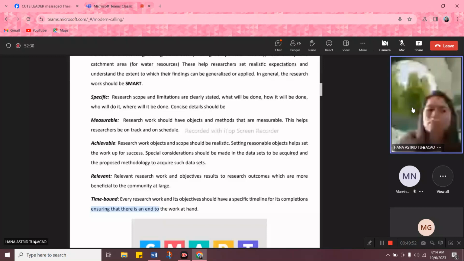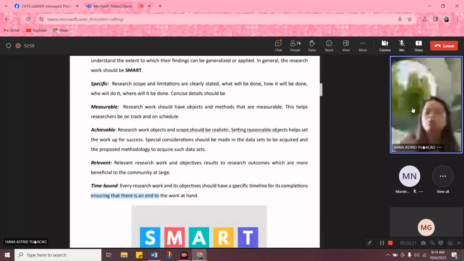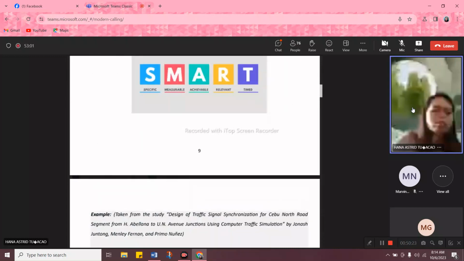Because sometimes, without the limitations, without the scope, we don't know where to stop. We keep adding more, we're never satisfied. So it should be time bound so we know there are deadlines, there are dead ends. And for you, your deadline is your graduation, no? So it ensures that you will finish before your graduation. So, remember, your research has to be smart.